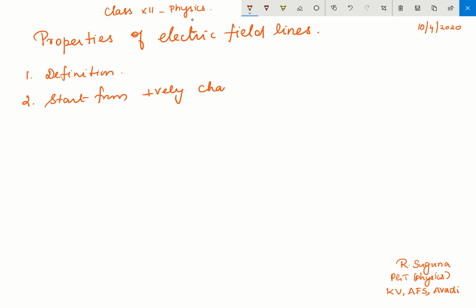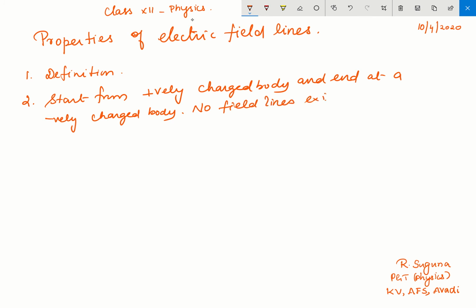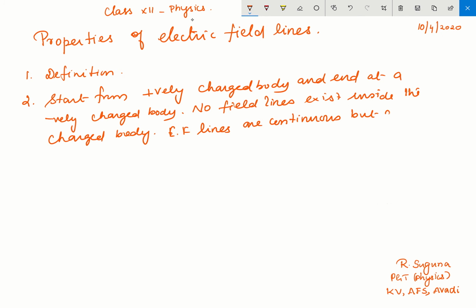a positively charged body and end at a negatively charged body. You can also say no field lines exist inside the charged body. There are no field lines inside the charged body. Therefore, to summarize, electric field lines are continuous lines, but do not form closed loops.